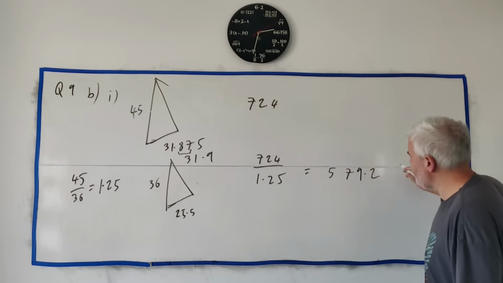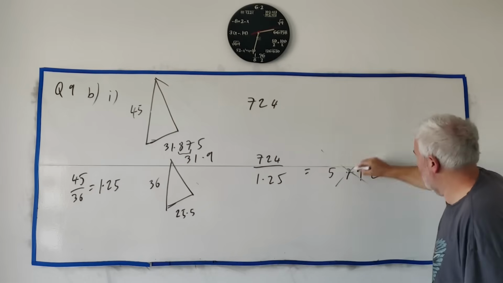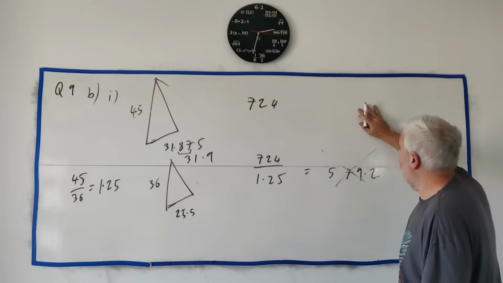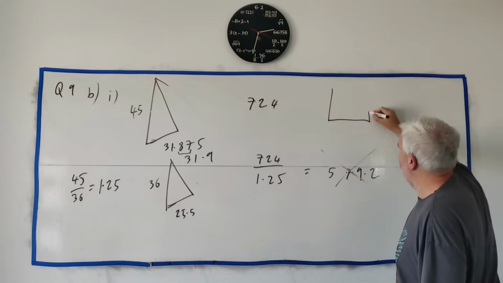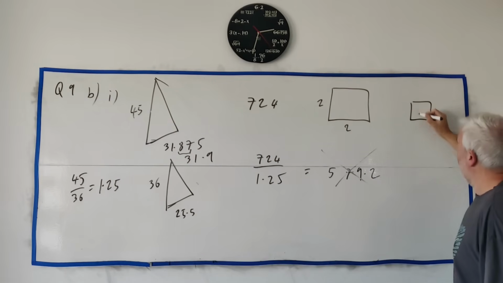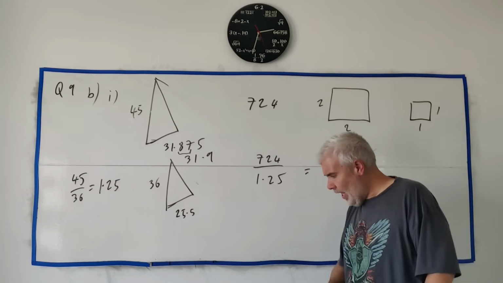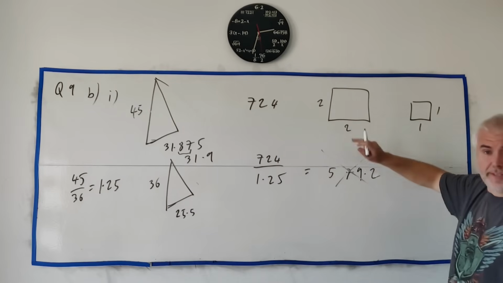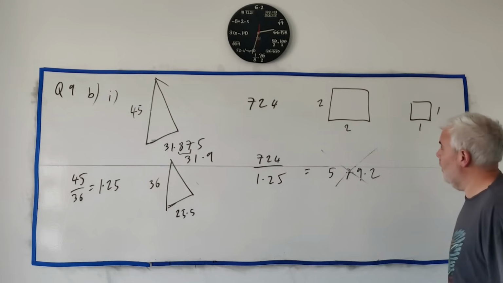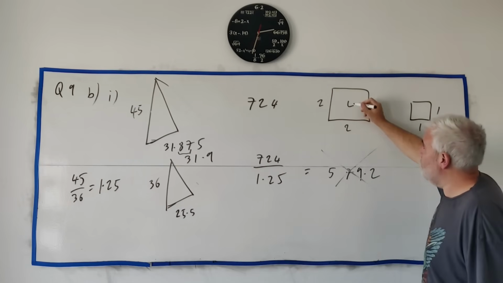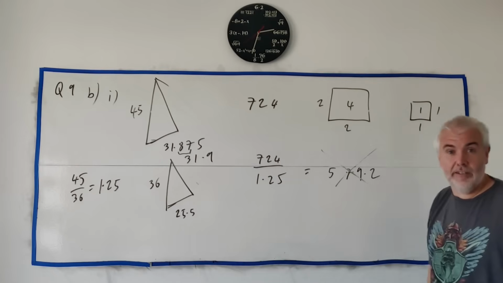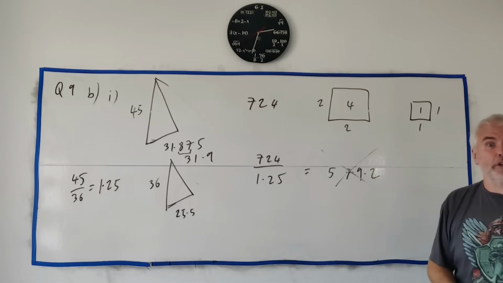I'm guessing a lot of students would have written 579.2. This is wrong. Let's put a line through it like this. This is wrong. And let me show you why it's wrong. An easy example to see: here's a square that's 2 by 2. Here's a square that's 1 by 1. This is twice as big, right? 1, 2. This is a scale factor of 2 bigger. The area of this is 2 by 2. It's 4. The area of this is 1 by 1. It's 1. It's not 2 times bigger, the area. The area is actually 4 times bigger.